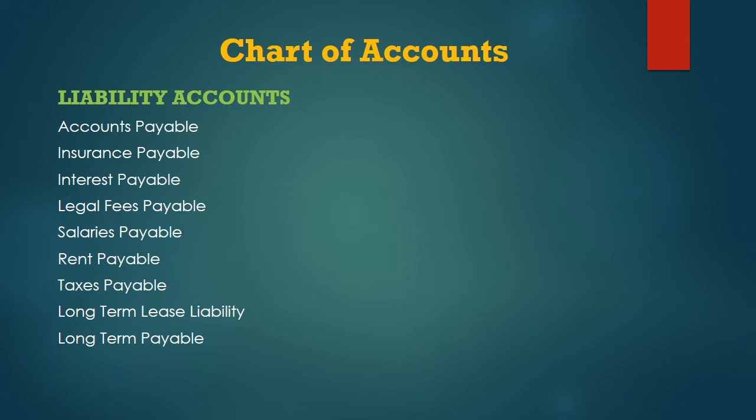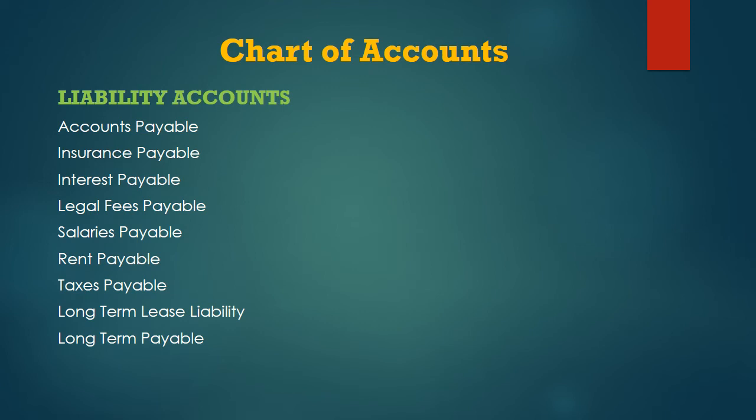Okay, liability accounts. Liability accounts: accounts payable, insurance payable, interest payable, legal fee payable, salary payable, rent payable, tax payable, long-term lease liability, short-term payable, sorry, long-term payable. So this is called liability. Whatever we are going to pay, short-term or long-term, this money is going out of the business. This is liability. Okay, so we have to pay the suppliers, we have to pay the bank. So that's called liability. So you can see these expenses.